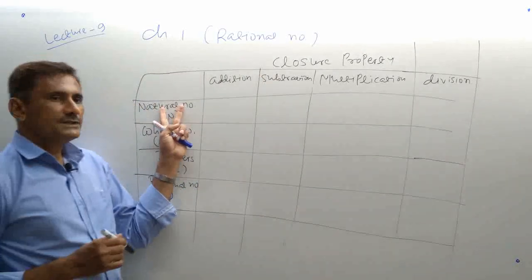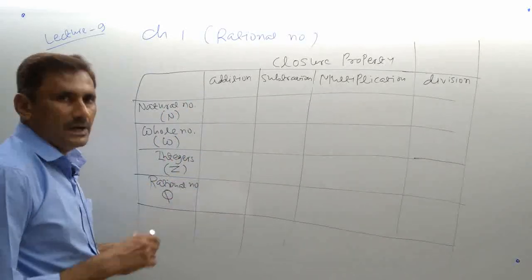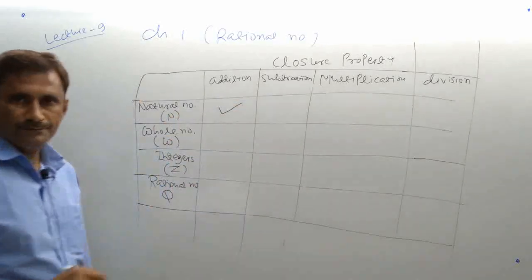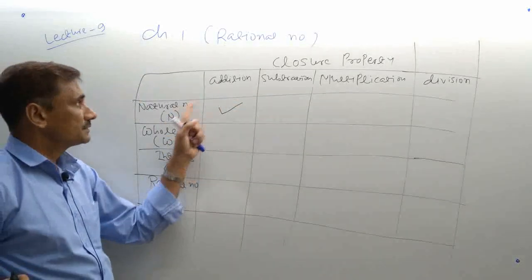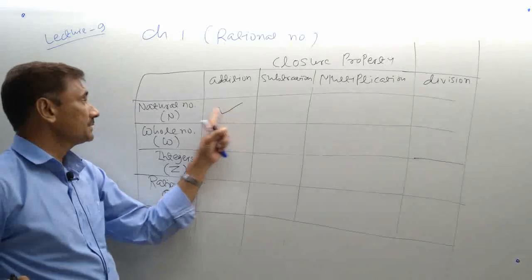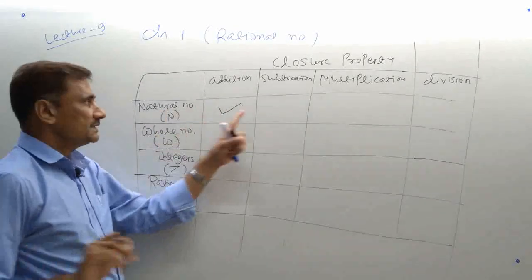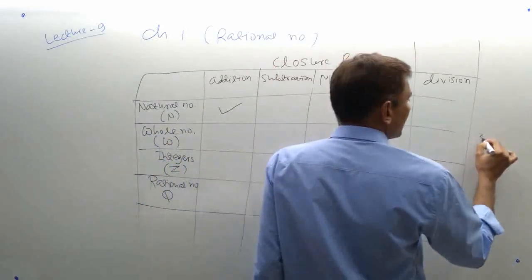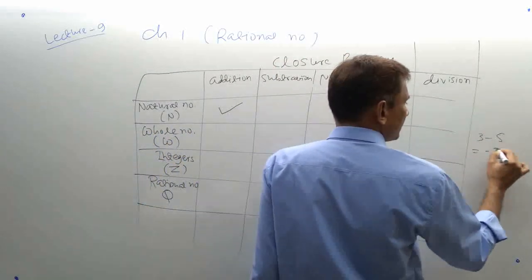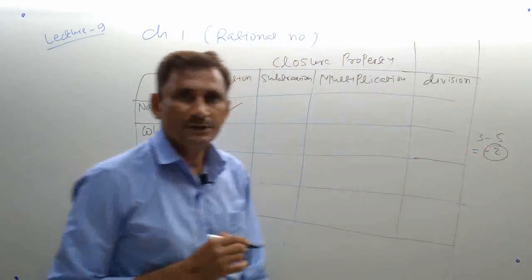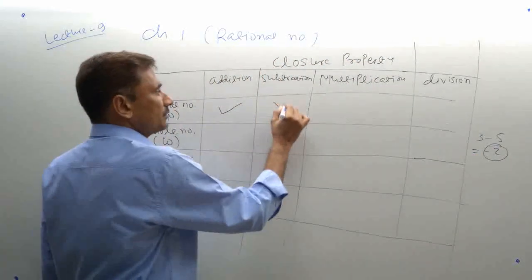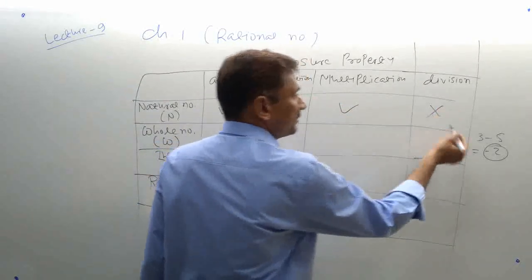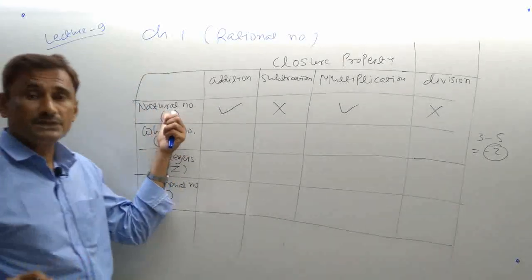If you add two positive integers, then obviously the addition's answer will be a positive integer only. So here the closure property follows. In addition, the closure property follows for this particular set, but in subtraction it does not. Suppose you take 3 and 5 and you subtract, then it will be minus 2, so it is not a natural number. Multiplication is obviously yes. Division, no. Why? It may be a fraction also.